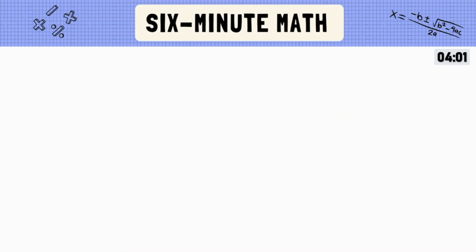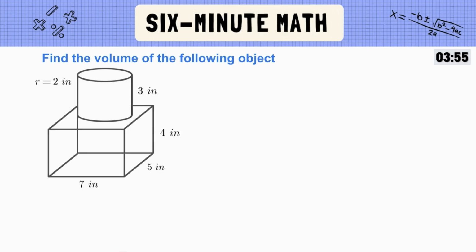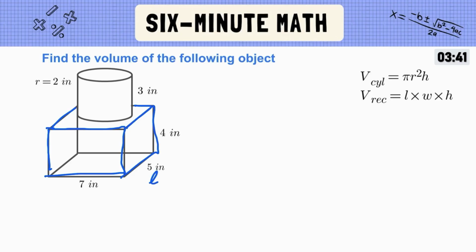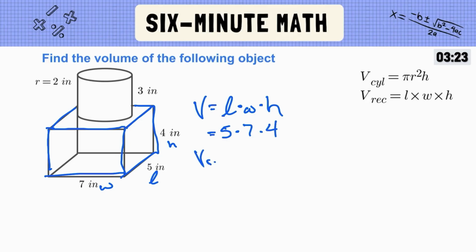So let's check out some examples here. We're going to find the volume of the following objects. And here I have a rectangular prism with a cylinder. So let's do that rectangular prism first. We'll highlight it in blue. And we're going to go length times width times height. So our volume is length times width times height, which is going to equal 5 times 7 times 4. So our volume of the rectangular prism is 140.